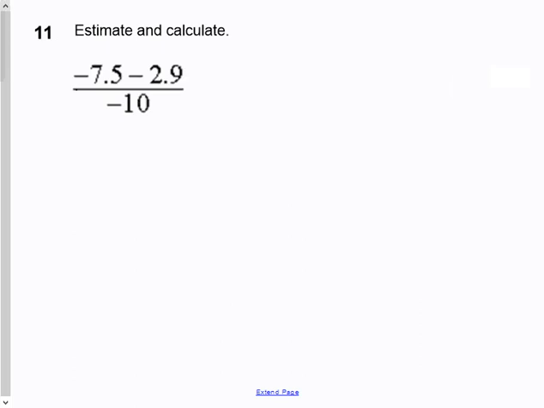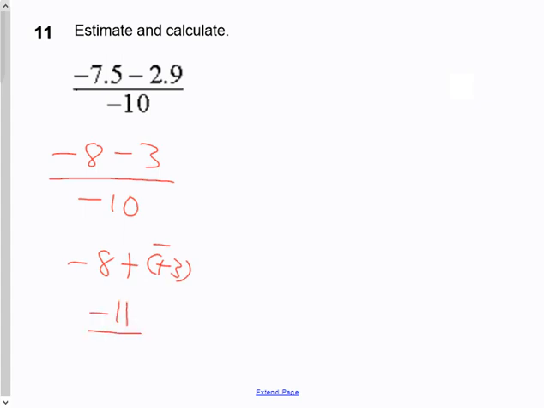Question 11, estimate. So I'm going to make it negative 8 take away 3 divided by negative 10, or negative 8 take away a positive 3 if you want to think of it that way, because you're going to keep flip change to get negative 11 over negative 10, which when I divide it will be a positive 1.1 estimation. Positive 1.1 estimation. A lot of people had a hard time combining these two to get negative 11.